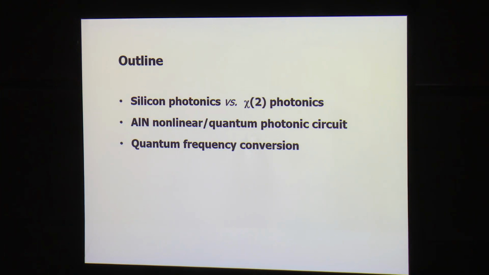Okay, so that is the nonlinear part of the aluminum nitride device. Before I move on, I just want to ask if you have any questions regarding the previous part of my talk.